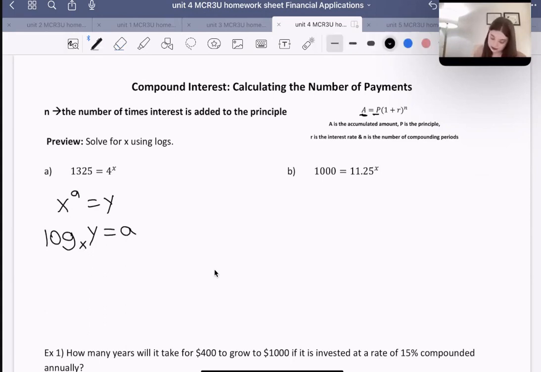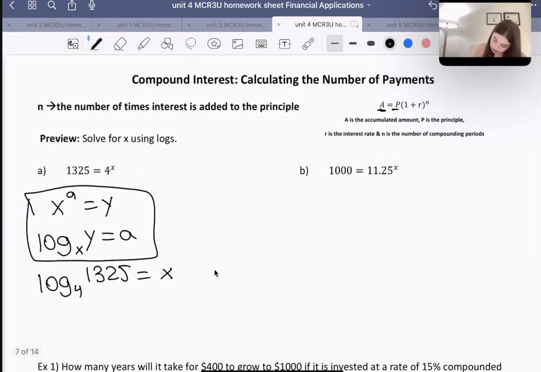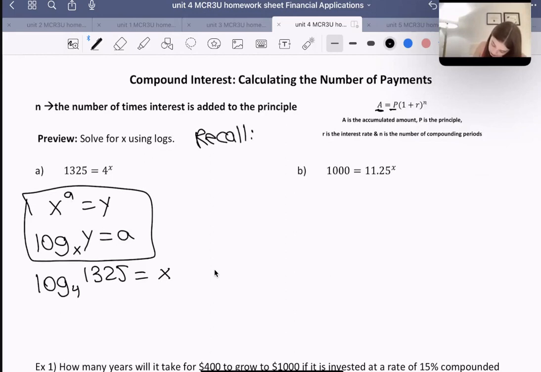Okay, so in this case, how are we going to use this definition in order to figure out 4 to the power of what equals 1,325? Well, let's see, logarithm with the base 4 of 1,325 is equal to x is the way we do that. Also recall that log base x of y is equal to log y over log x.